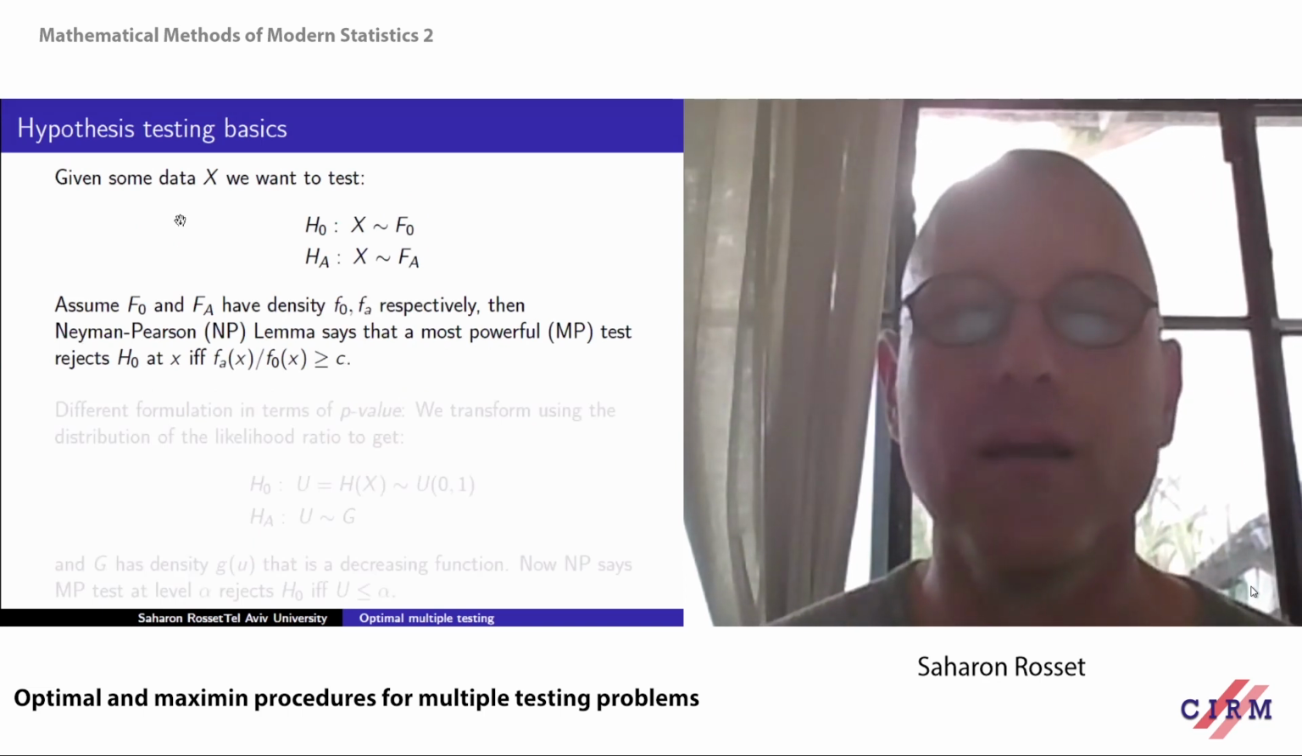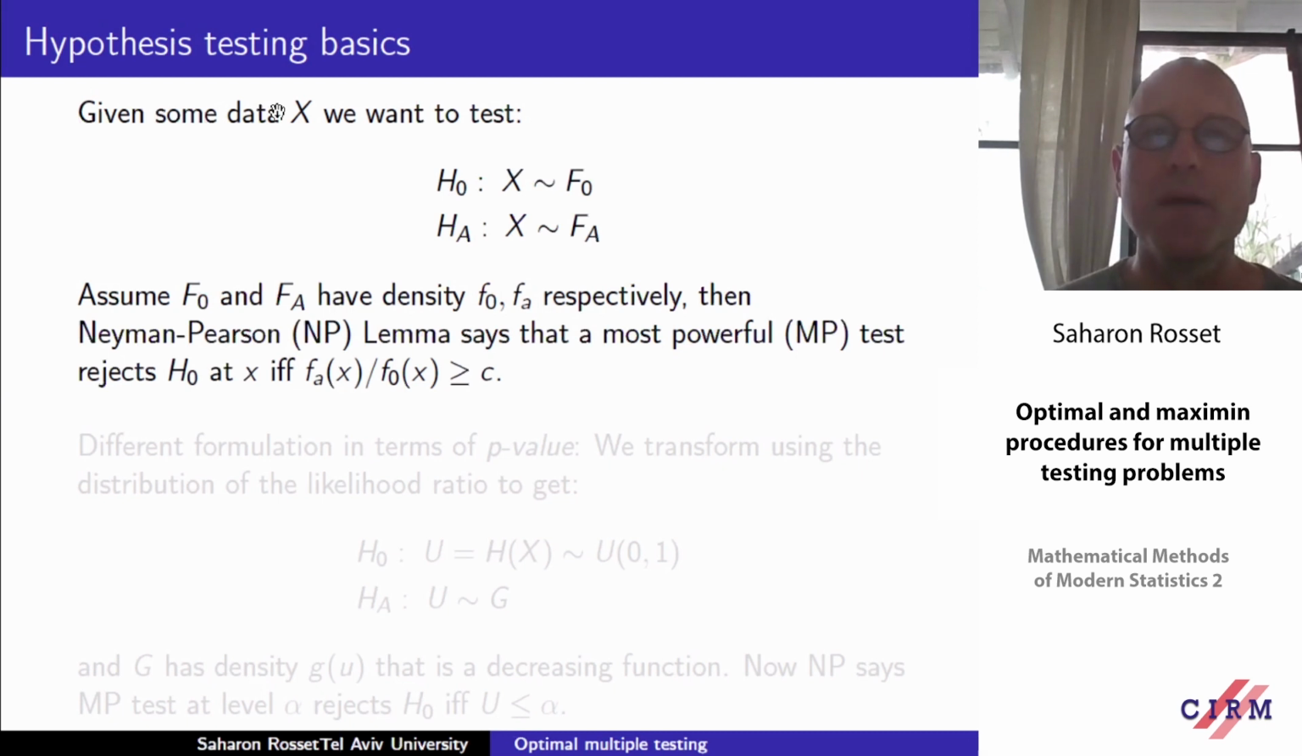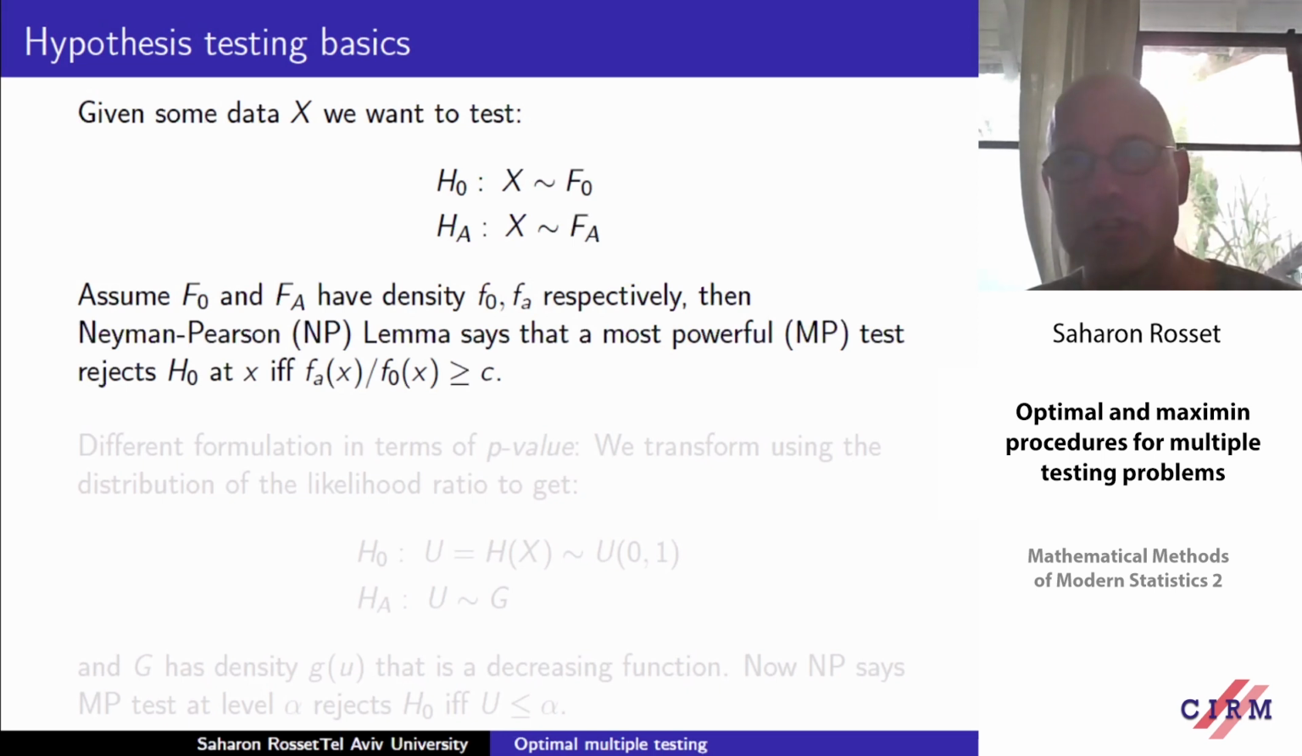Okay, so a quick refresher on hypothesis testing. A hypothesis test is basically a competition between two distributions that we hypothesize for our data. So we say we have some data X, and under the null, it has some distribution F0. A simple hypothesis test is a competition between two specific distributions under the null hypothesis and under the alternative. And we're going to be assuming throughout that these are distributions that have densities.